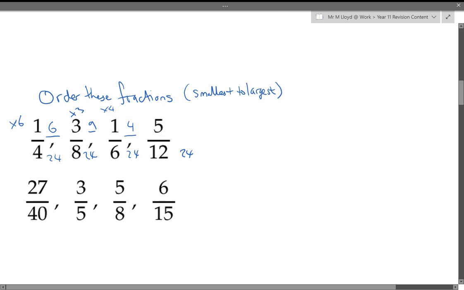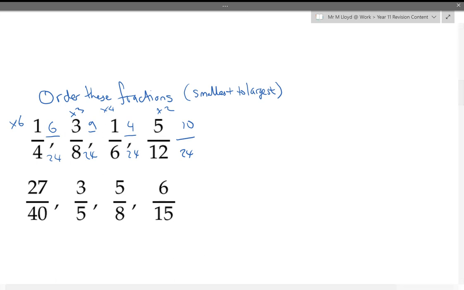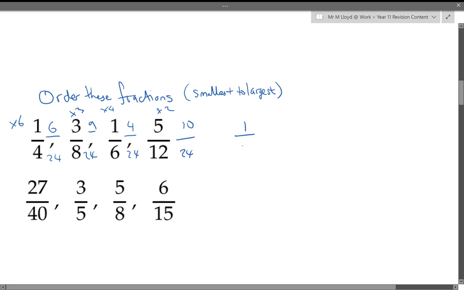I'll just check that. Yeah. And then we're going to times by 2 to give us 10 over 24. I've always got to check it because I might make a mistake, just like I did in my storm lesson for my year 10s. So the smallest one is 1 over 6. The next one, 1 over 4. We've then got 3 over 8. And then finally, 5 over 12.